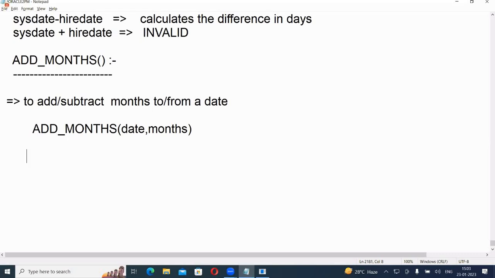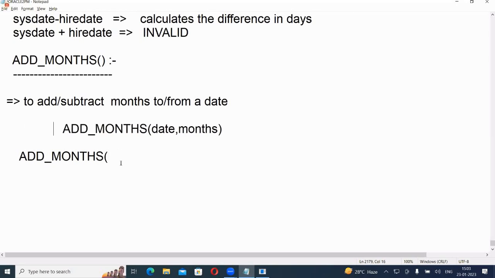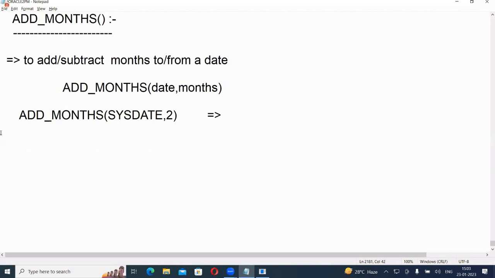So, for example, this is the syntax: ADD_MONTHS(SYSDATE, 2). What is the meaning? 2 months are added to the system date. After adding 2 months, what is the date? 23rd March 23. After adding 2 months, the date is 23rd March 23. Okay, then.